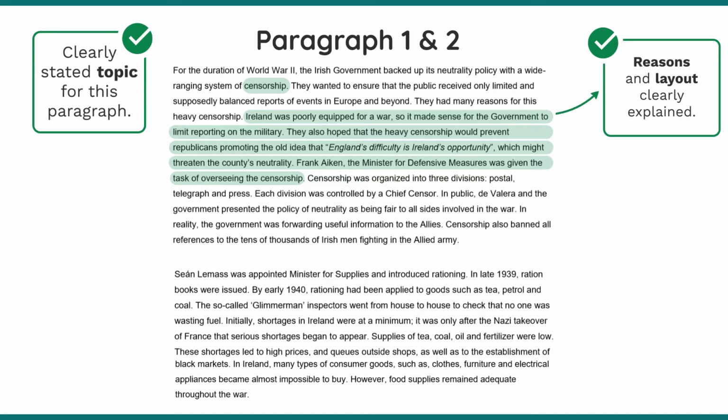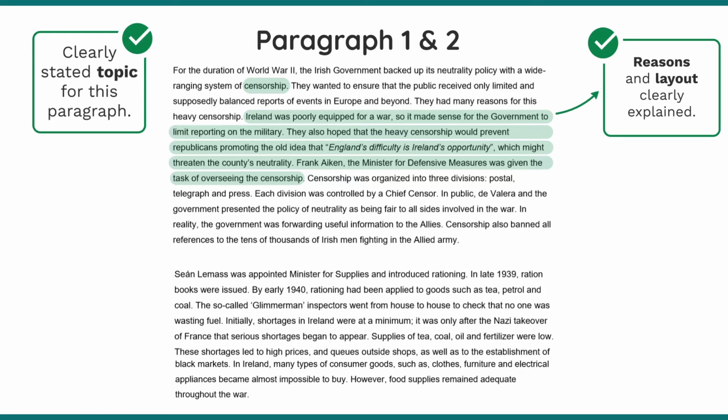Lovely. At the end of this paragraph, it says censorship also banned all references to the tens of thousands of Irishmen fighting in the Allied army. Now, the impact of censorship is kind of implied there. So therefore, people didn't know what was happening to those tens of thousands of Irishmen specifically as a result of censorship. So I would like this paragraph to use the words of the set question a bit more. The impact of censorship meant that the lives of these tens of thousands of men and their experiences weren't being reported home clearly and regularly. Just make it that little bit clearer. Because all of the detail is there, but back to the set question all the time.